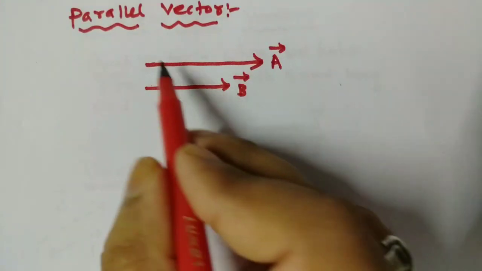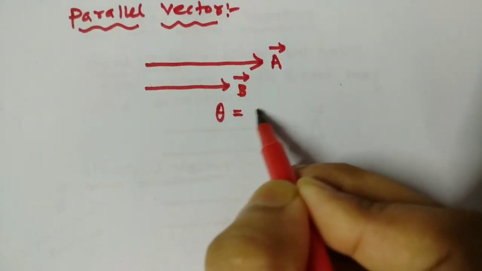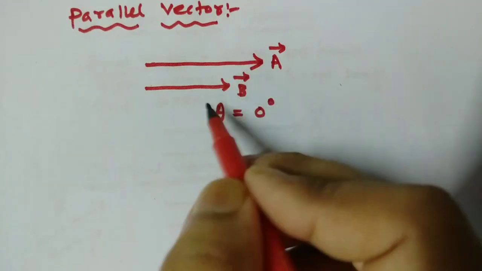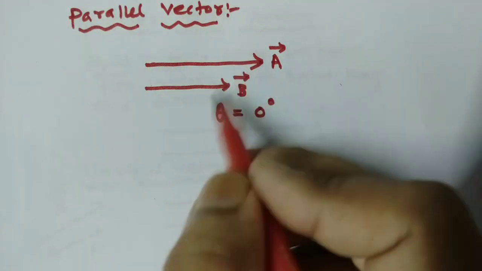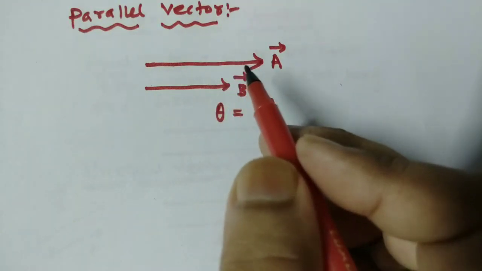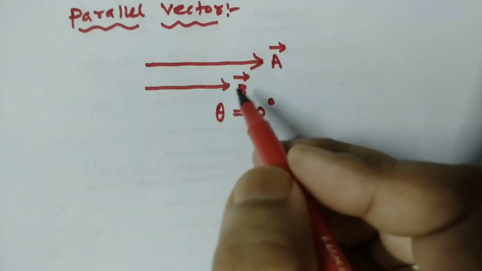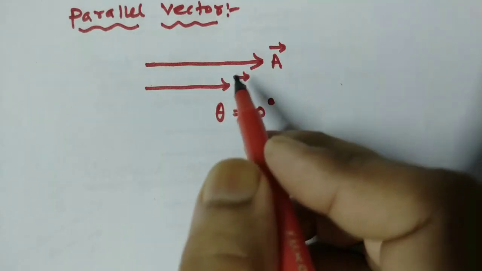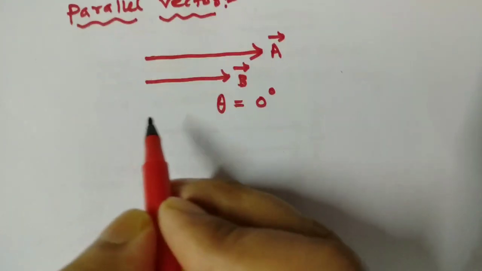Here you can see that the angle between these two vectors is 0 degree. So that's why they are called parallel vector, though their magnitudes are different. Okay, so these two vectors are parallel vectors when the angle between them is 0 degree. Okay, we can take another example here.